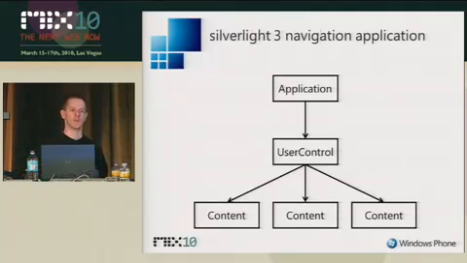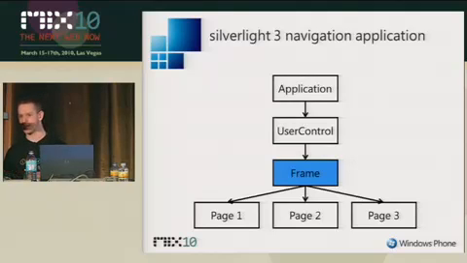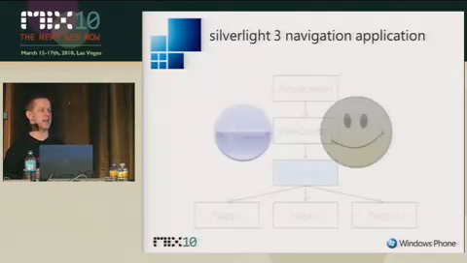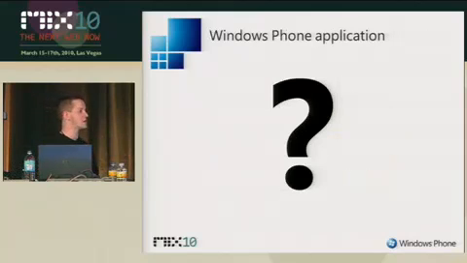Now, in Silverlight 3, they recognized this was a problem, and they solved it. They introduced the notion of a frame control, and a frame navigates between pages. And now, just like a normal web browser application, you have multiple pages in your application, and they work well with the browser button. So the user hits back, they see the previous page in your application, not the Bing search results page. So what did we do for Windows Phone?